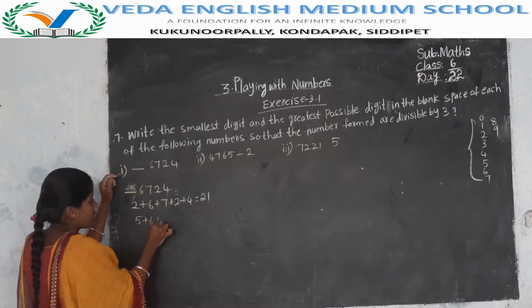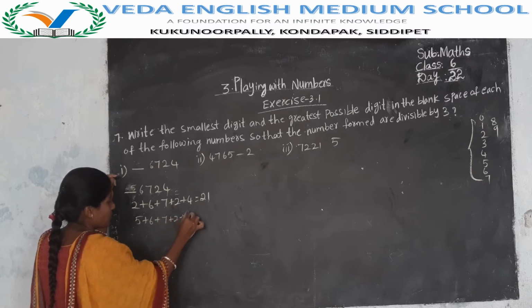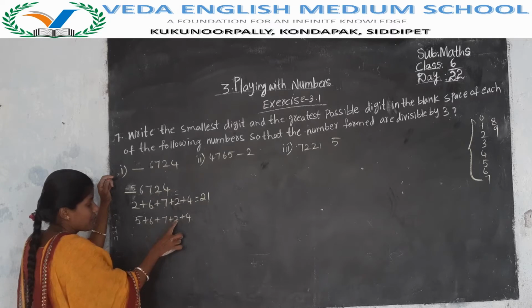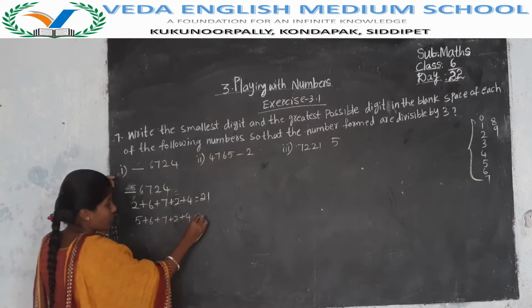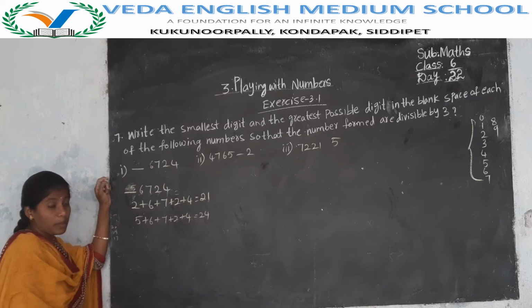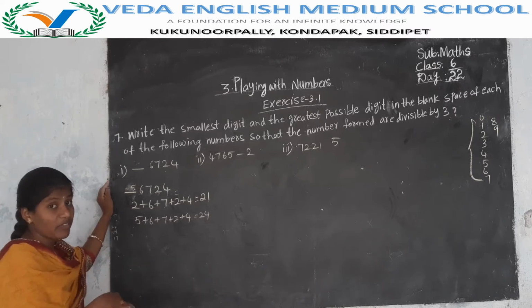5 plus 6 plus 7 plus 2 plus 4. 5 plus 6 is 11, 11 plus 7 is 18, 18 plus 2 is 20. 20 plus 4 is 24. Is 24 divisible by 3? Yes, it is divisible. But they are asking for the smaller number and the greater number.